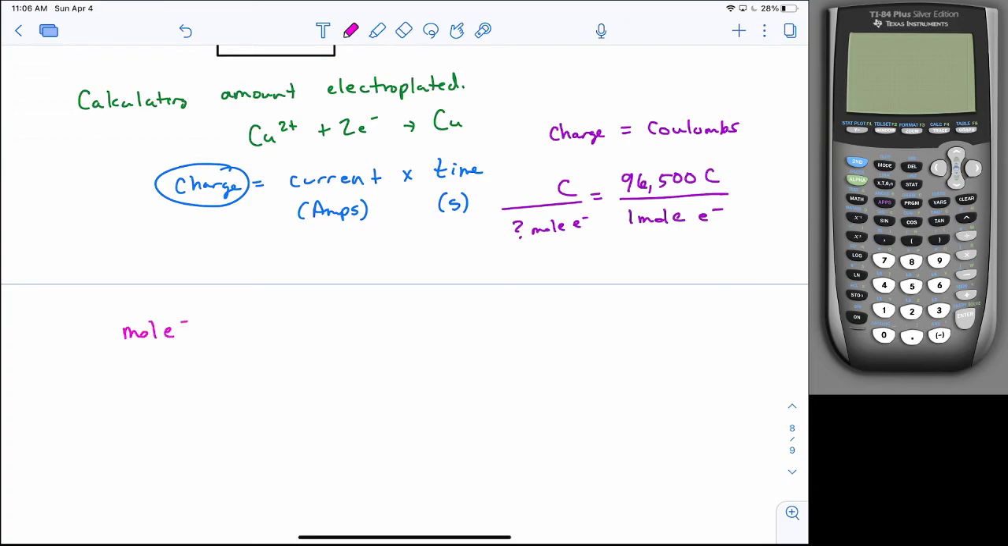Now, once we get moles of electrons, we know the mole-to-mole ratio between our electrons and our metal. And so here, 2 moles of electrons is required to make 1 mole of Cu. And then 1 mole of Cu weighs 63.55 grams. And so we could figure out how much Cu is present. We'll do a practice problem with this, but I just want to show you the framework of doing these problems. And you could do it backwards or forwards. You can start with grams, and you can work backwards as well.